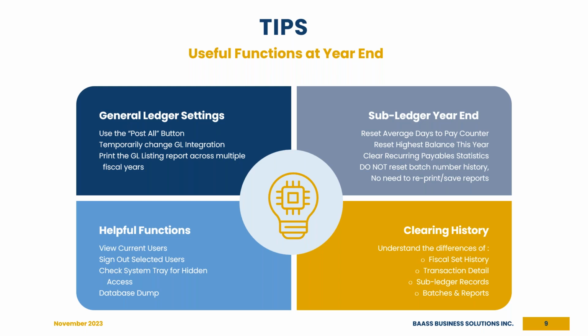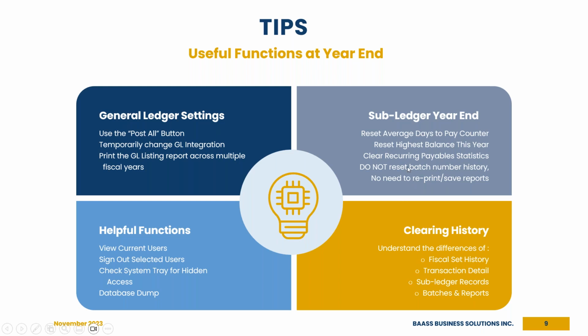You need to go into the periodic processing year-end function in order to reset those balances and move the highest balance this year into highest balance last year. You can also use that function to clear any recurring payables or recurring receivables statistics. If you're using that, do not reset your batch numbers. Don't select that option at all. That would eliminate the ability to drill down from the GL or to open up any batches again to look at them.